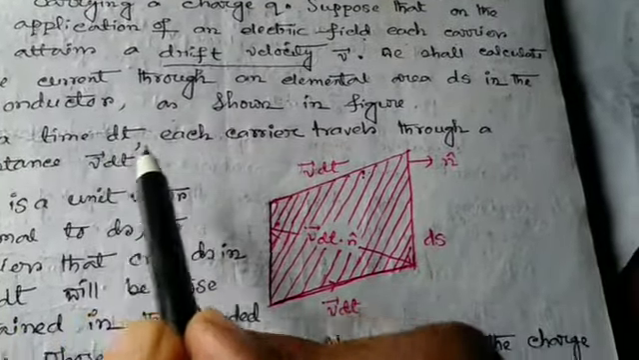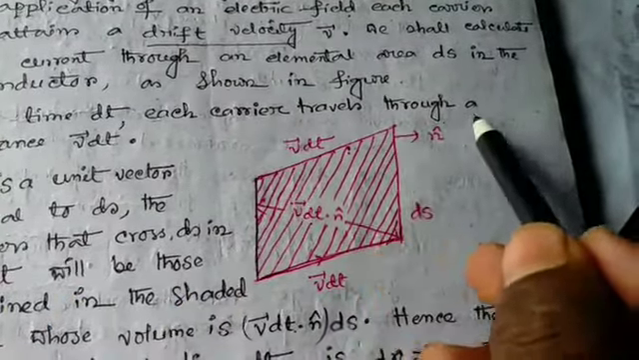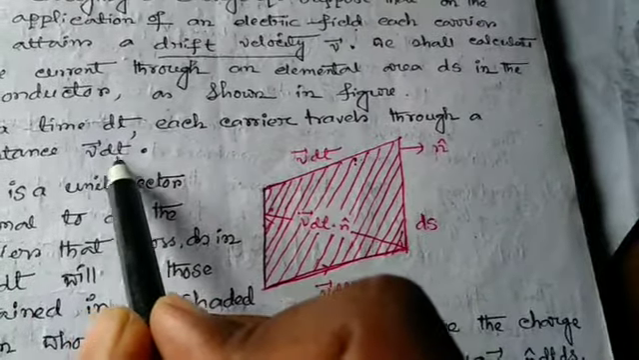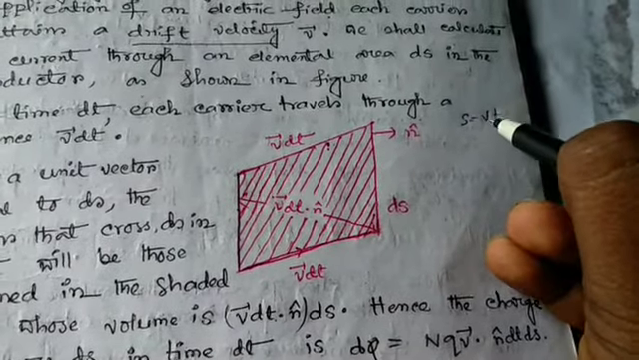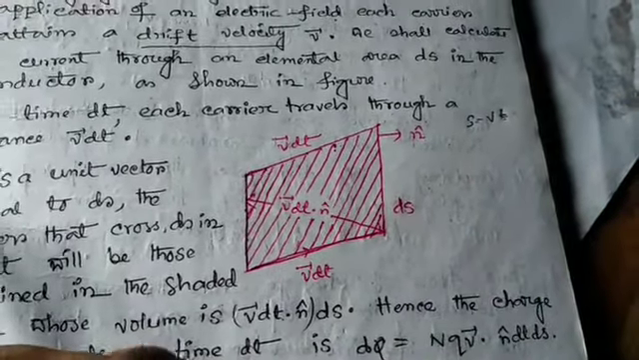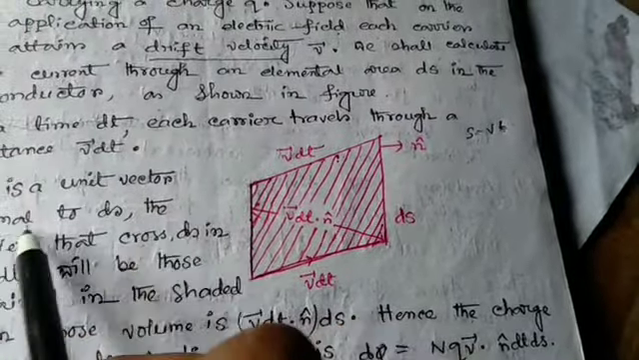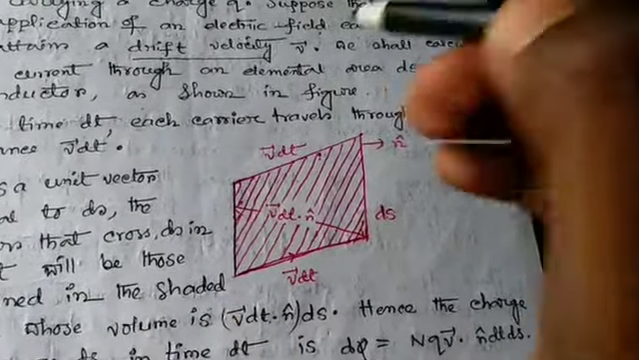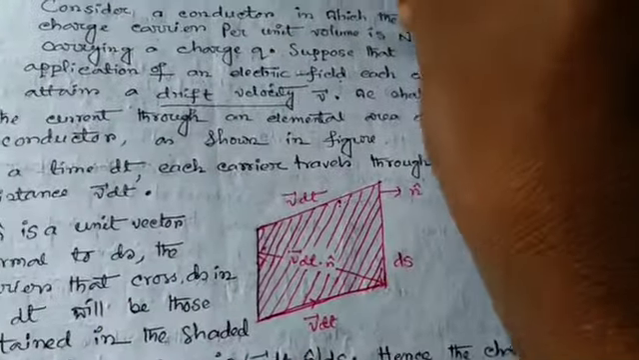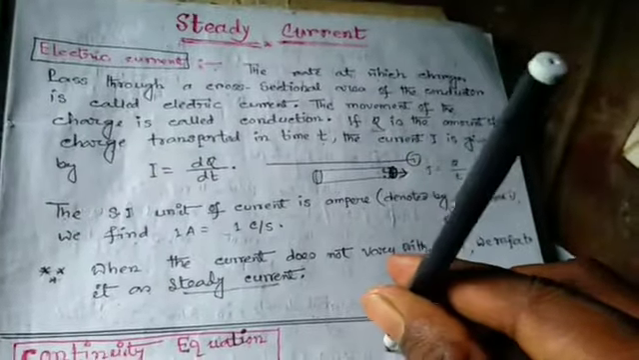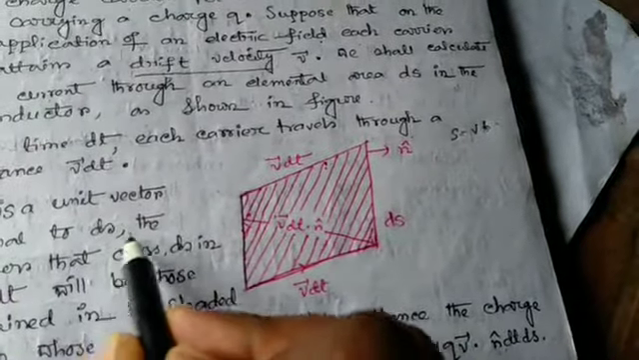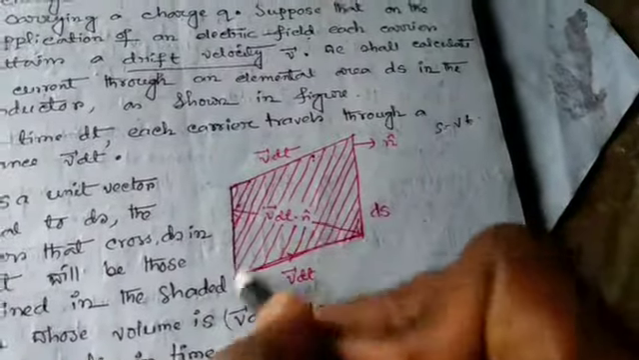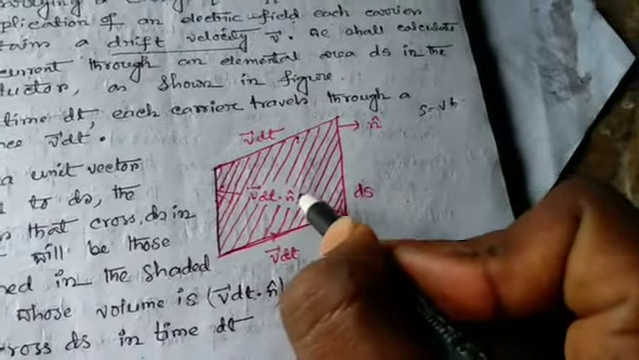In a time dt, each carrier travels through a distance v dt, because we know distance s equals vt, velocity into time. If n cap is a unit vector normal to the surface, unit vector क्या होता है? Suppose this is the notebook and the pen is the normal to the surface. This is the incremental area ds and n is the unit vector.